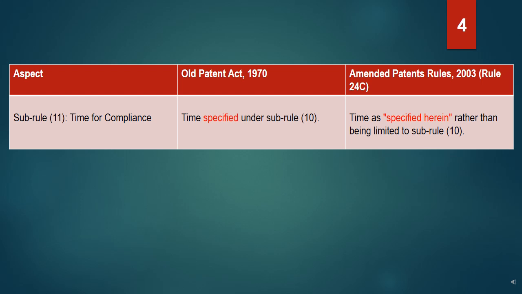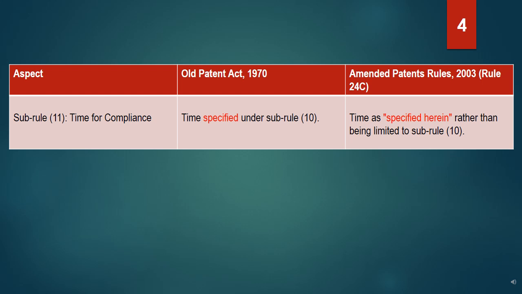Next. Fourth one, this amendment to Rule 24C of Patent Rules 2003 makes a small but important change to clarify the reference to time limits. Under the old Patent Act 1970, means before amendment, in Sub-Rule 11, the timelines for actions were referred to as being specified under Sub-Rule 10. This meant the deadlines for certain actions under Rule 24C were indirectly linked to Sub-Rule 10.